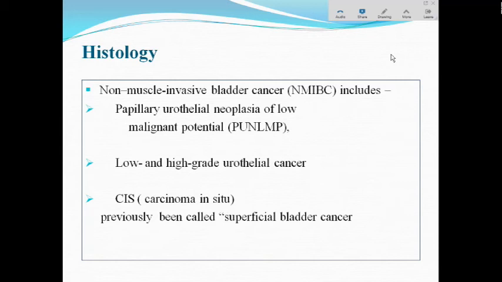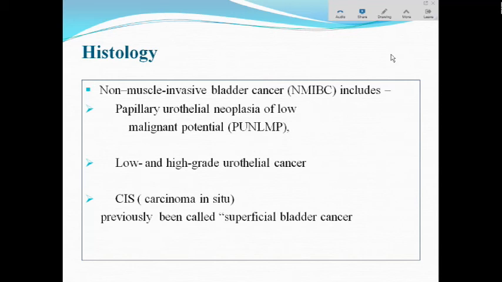Histologically, it can be a non-muscle invasive bladder cancer, which includes papillary urothelial neoplasm of low malignant potential, PUNLMP. Non-invasive, non-muscle invasive. So the previous old term was superficial and deep bladder cancer. So that has been removed now. It has been reclassified and re-termed as non-muscle invasive and muscle invasive.